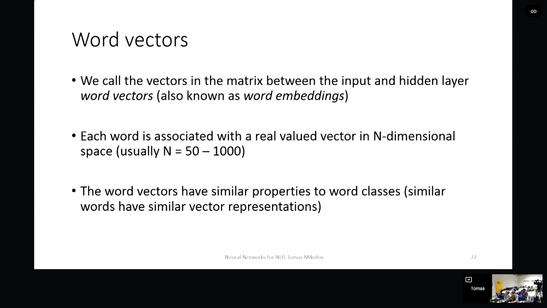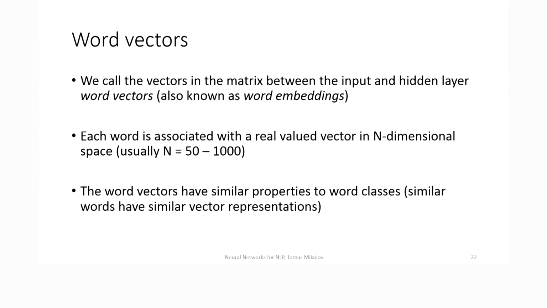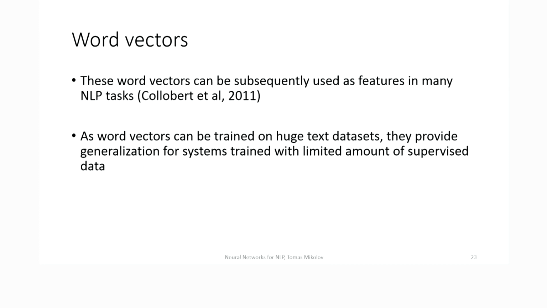People did work on these word vectors in the neural network community since maybe 2008, when Ronan Collobert published his influential paper on this topic, where he was using convolutional networks for training these word vectors. But actually, people did use feedforward networks even before him for learning these vector representations. And they have very interesting properties that are similar to the word classes, but are actually better in some ways.